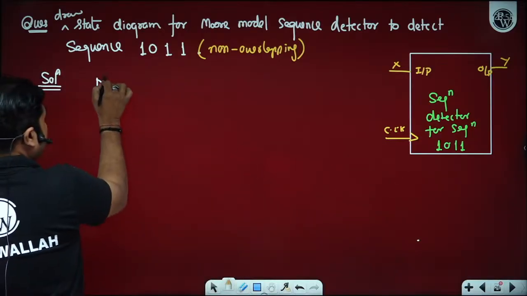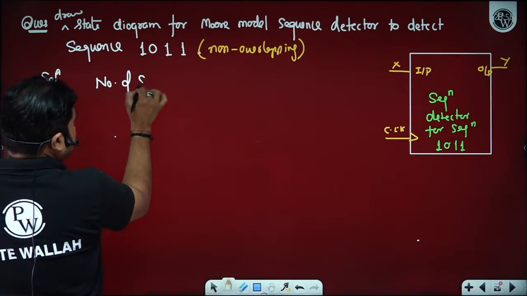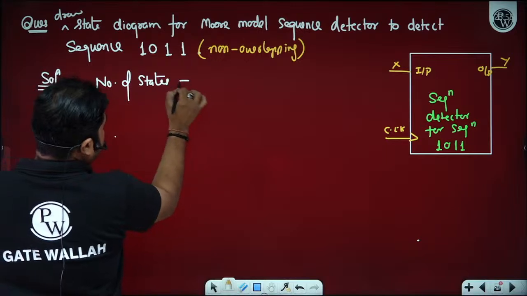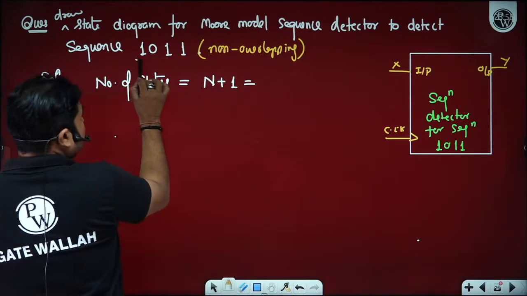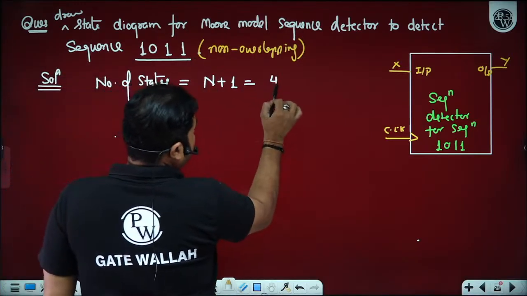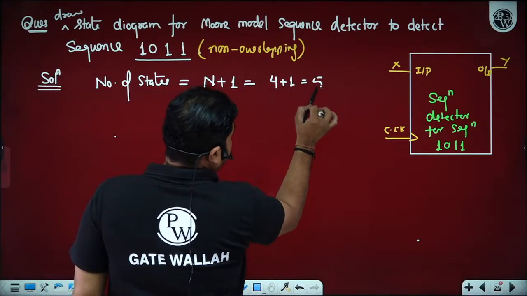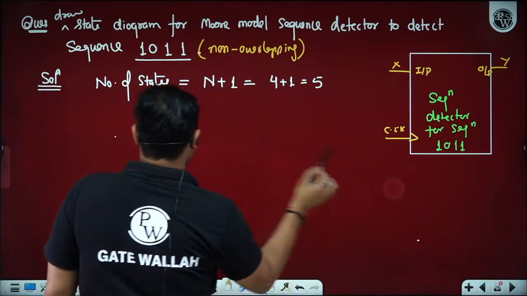Sir, number of states is equal to n plus 1, where n is the number of bits in a sequence. So we have 4 bits, so 4 plus 1, that is 5. Is it okay? Yes, sir.